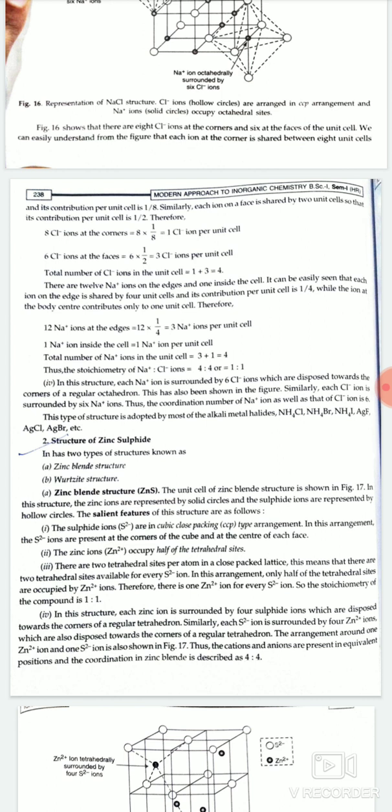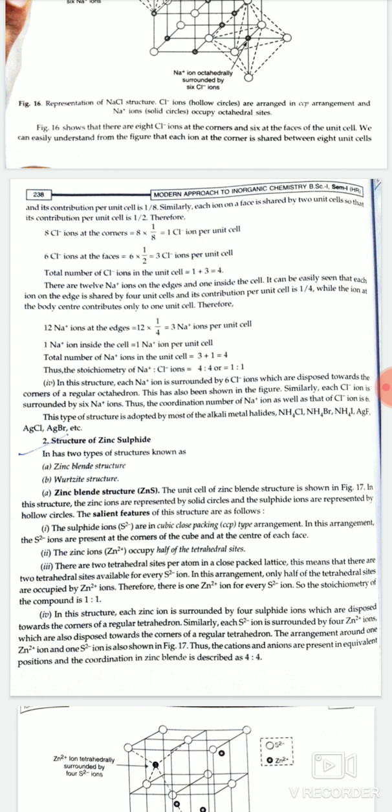Thirdly, there are 2 tetrahedral sites per atom in a close packed lattice. This means that there are 2 tetrahedral sites available for every S2- ion. In this arrangement, only half of the tetrahedral sites are occupied by Zn2+ ions. Therefore, there is one Zn2+ ion for every S2- ion. So, the stoichiometry of the compound is 1:1.